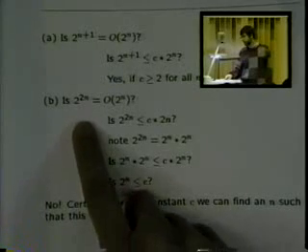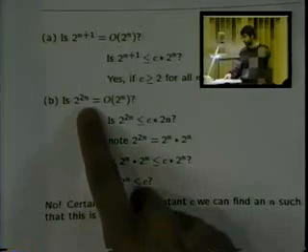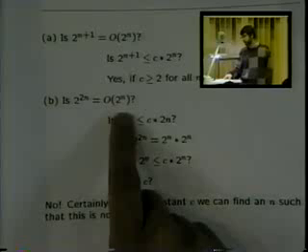Okay, for the second part, we want to know, is 2^(2n) big O of 2^n?